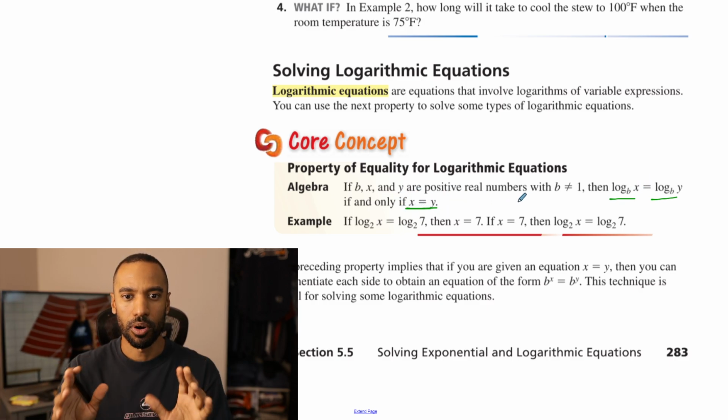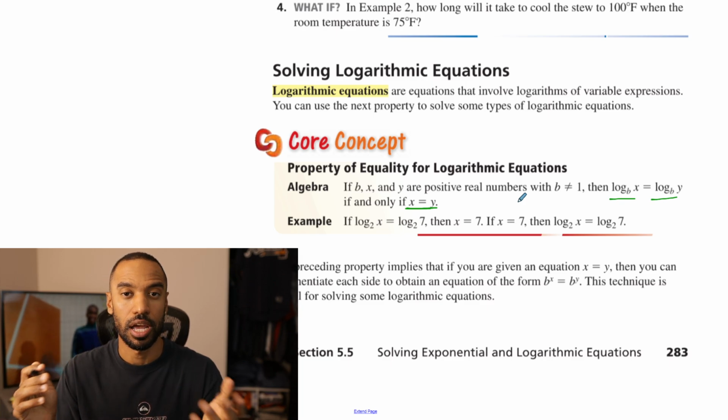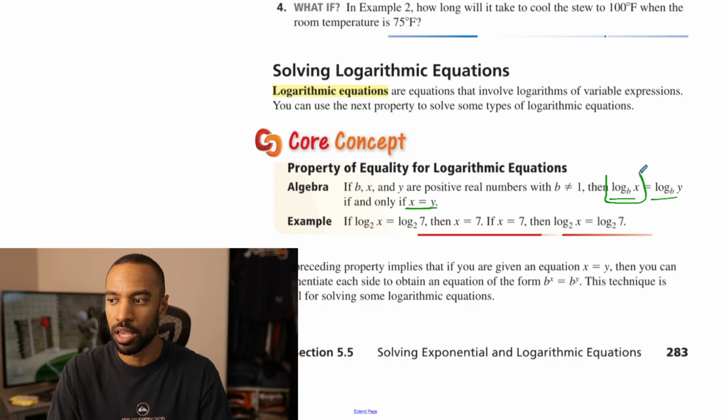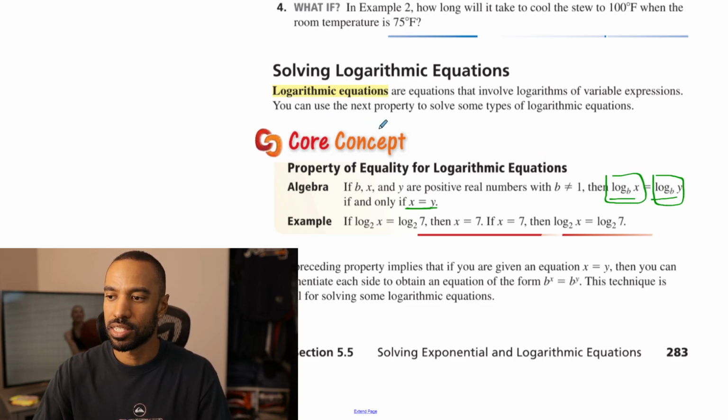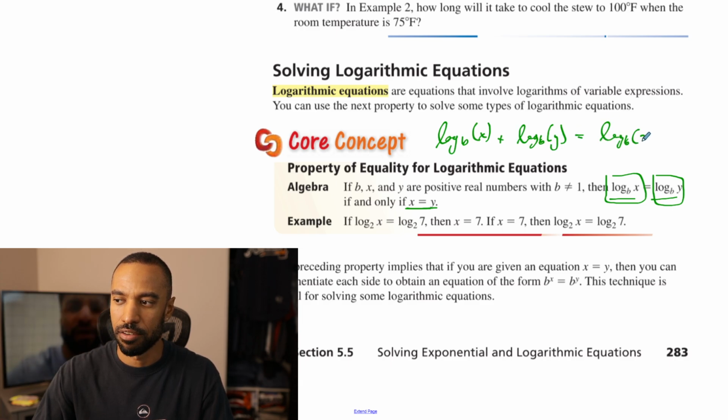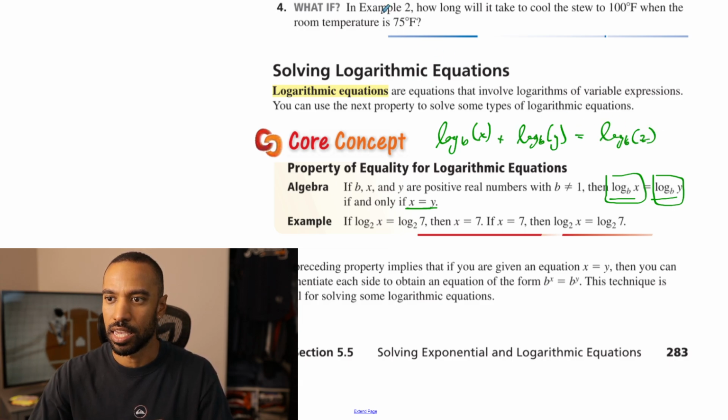Now, an important caveat, and I'm sure we're going to do problems with this: it needs to be a single log on both sides. One log here, one log there. You can't say if log base b of x plus log base b of y equals log base b of z, then x plus y equals z. That is not what happens here.